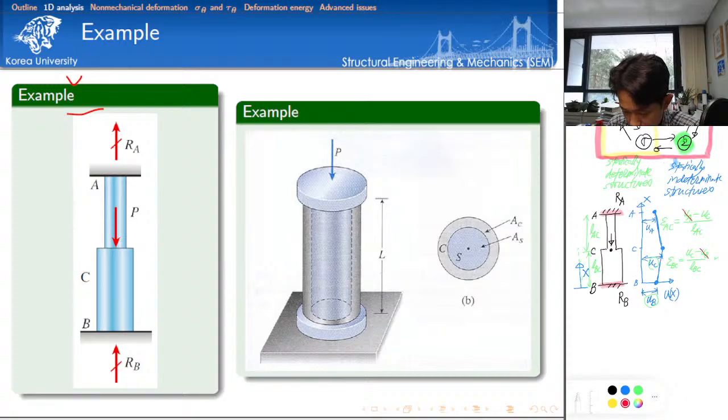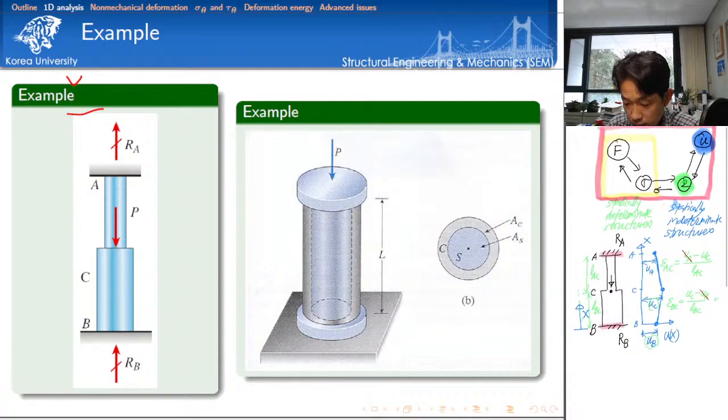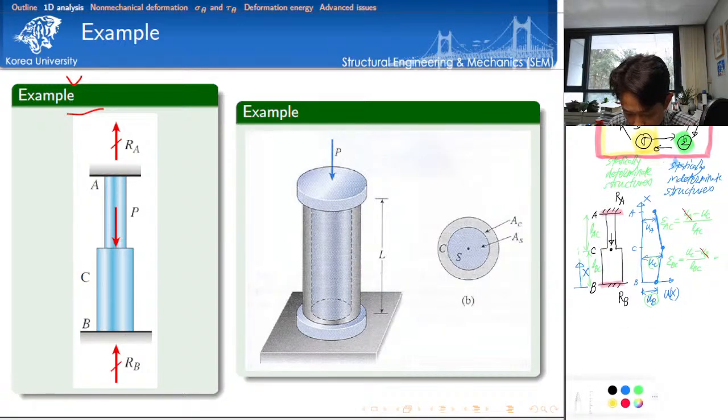Then what's the next step? The next step is that we need to calculate the stress value. Okay, this is the next step. So how do you calculate the stress?